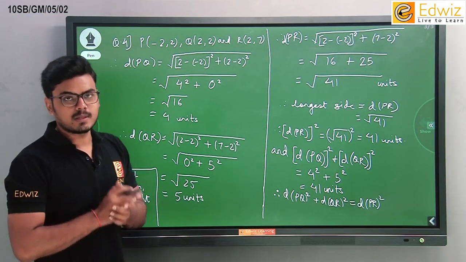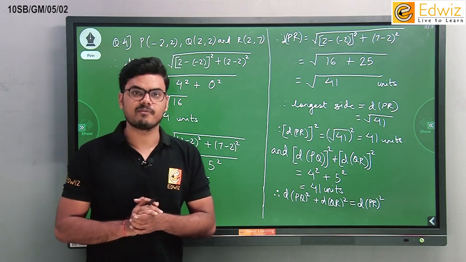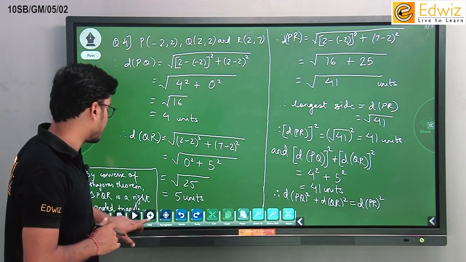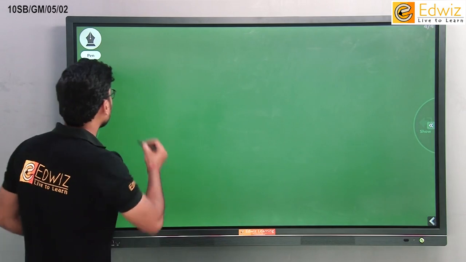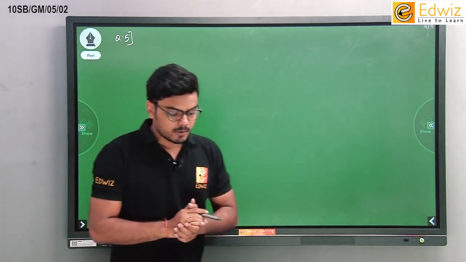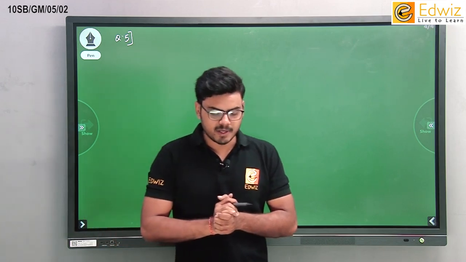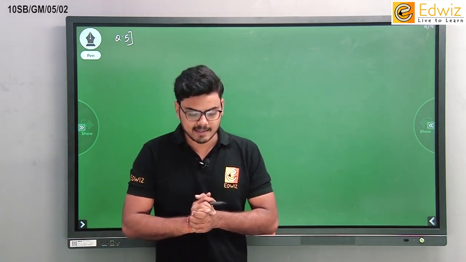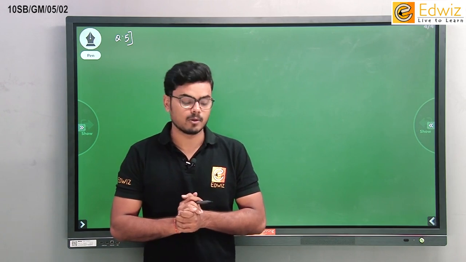So now let us go to the next question, question number 5. Okay, I'll go to the next page. Question number 5: show that the points P, Q, R and S are vertices of a parallelogram.